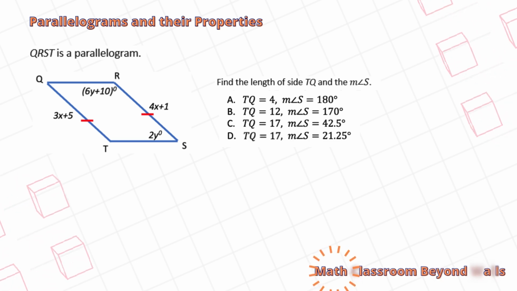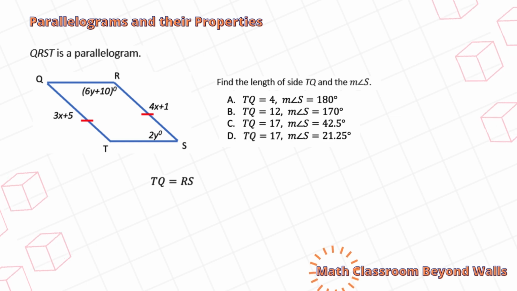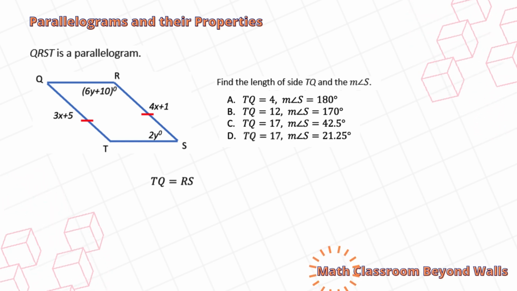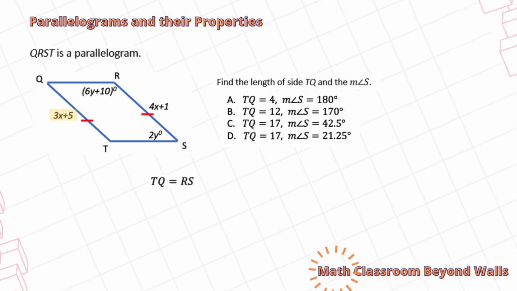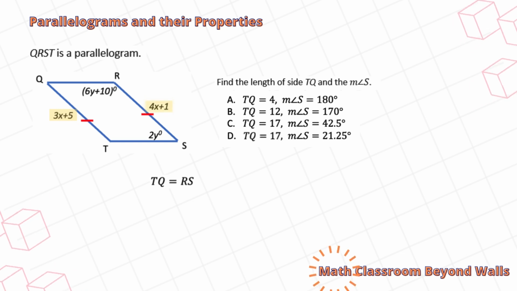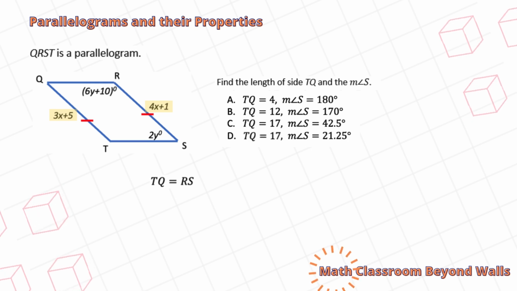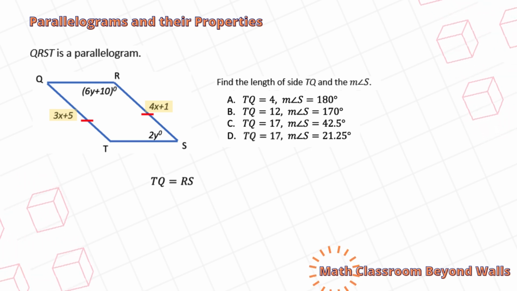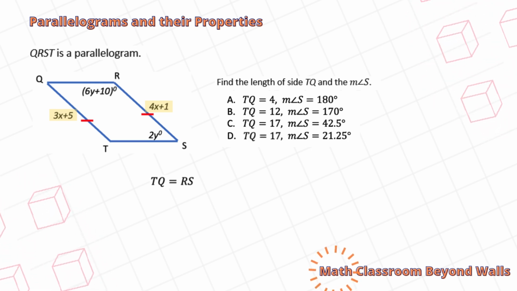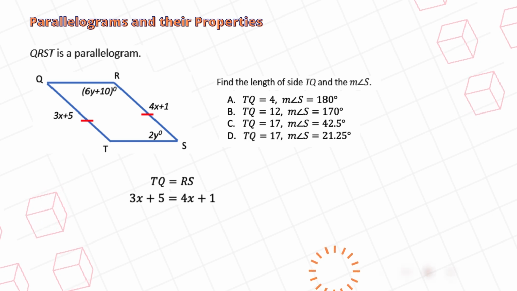And we can write it this way. Look at the drawing, learners. Side TQ is 3x plus 5. And side RS is 4x plus 1. Now, we plug in the values that are given into our equation. So we now have 3x plus 5 equals 4x plus 1.